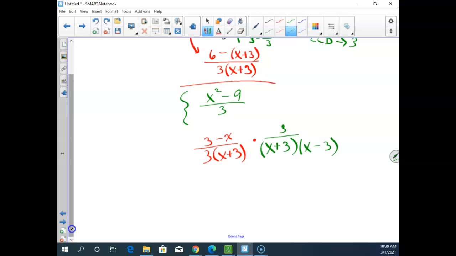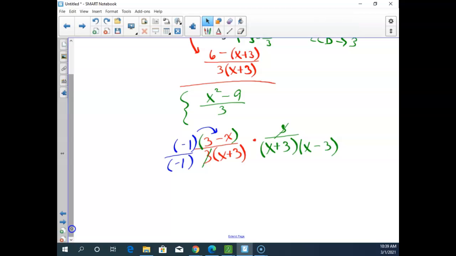Okay, now I'm going to see if there's anything I can cancel out that's nice and easy to cancel. Well, I can cancel out the 3's. I see that I've got a 3 minus x and an x minus 3, so I know that if I multiply by -1, that will flip the order of these terms. But if I do that, I have to do it on both sides of my fraction, so that I'm multiplying by 1 essentially, right? So now I'm able to cancel out, because that became x minus 3. I cancel out my x minus 3.